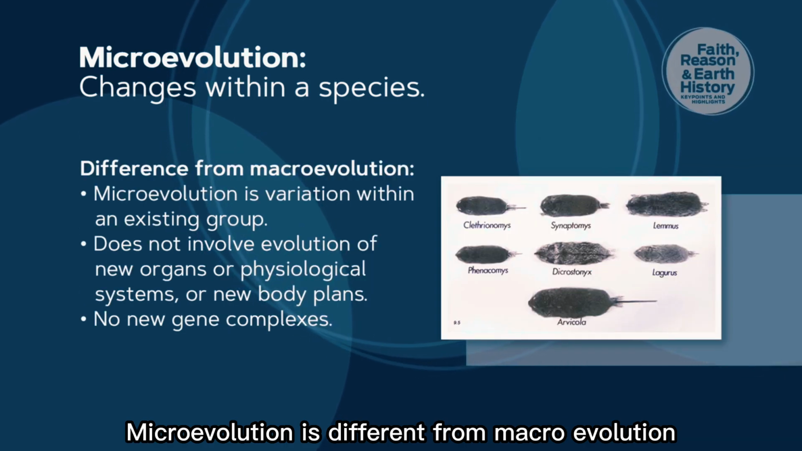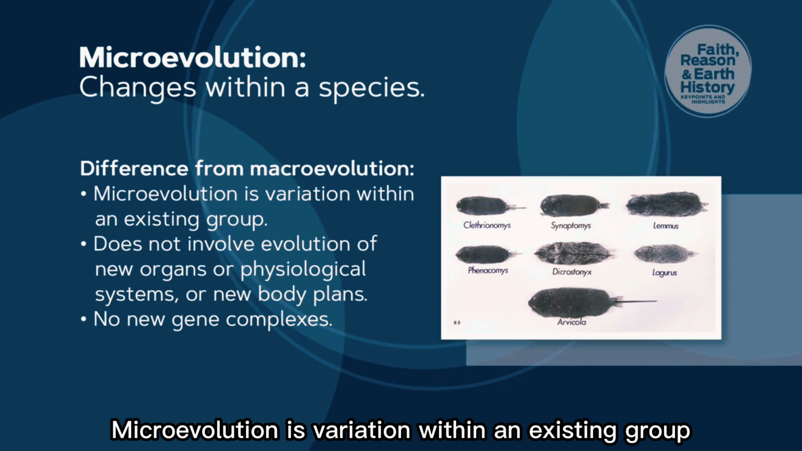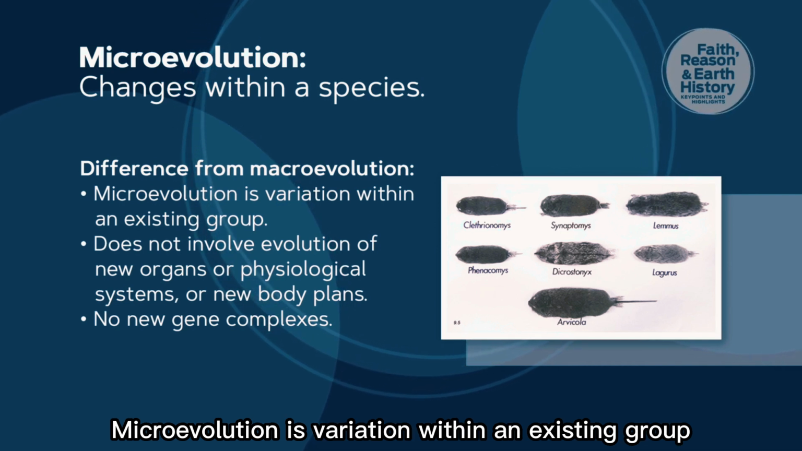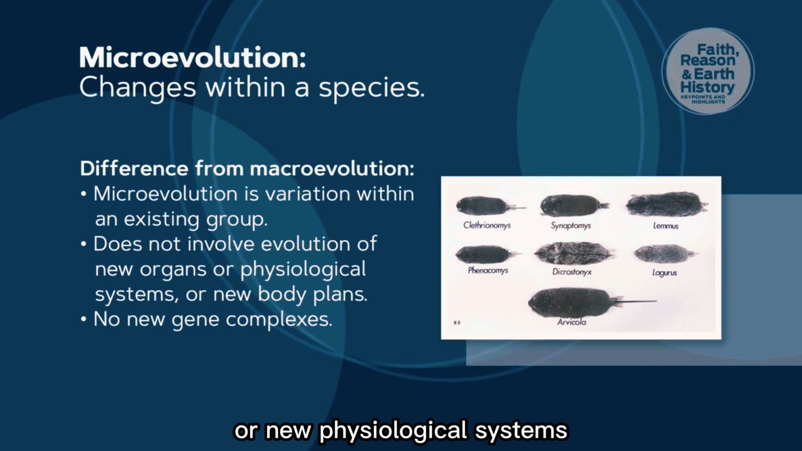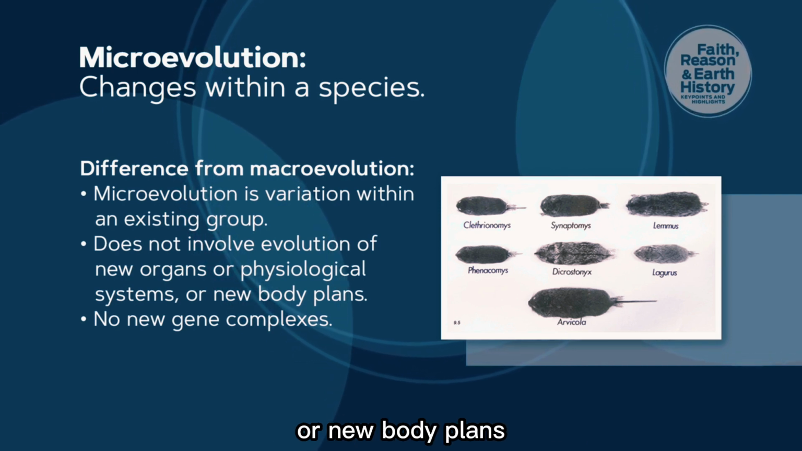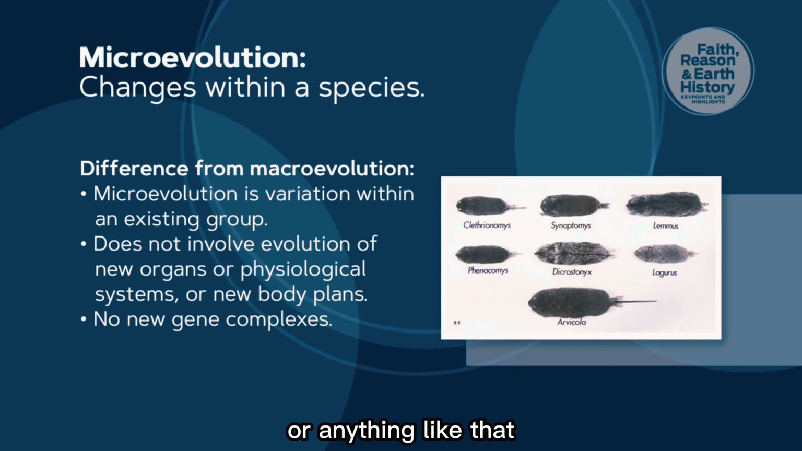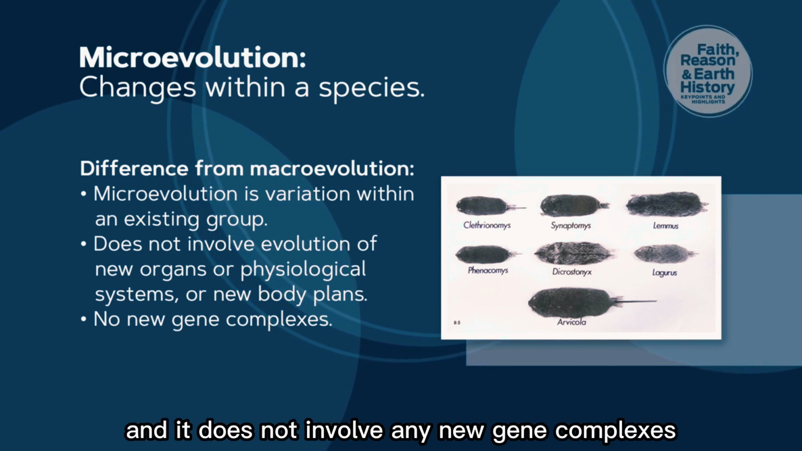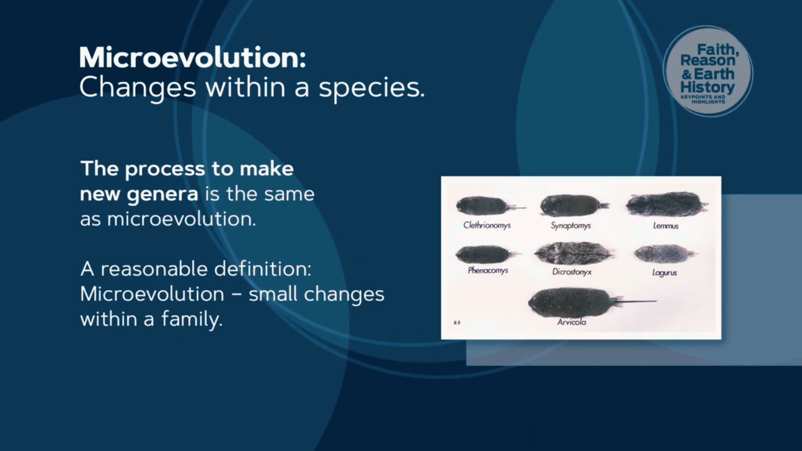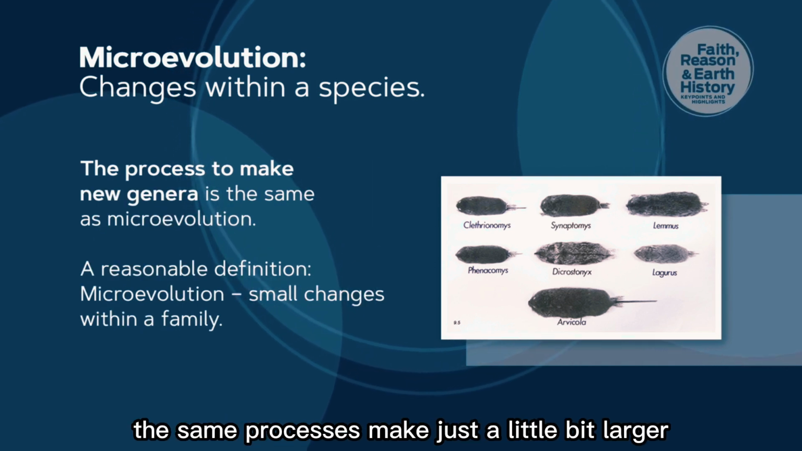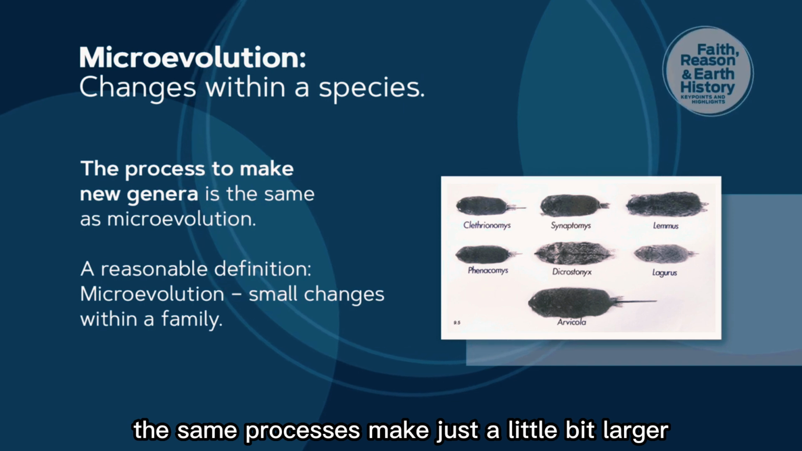Microevolution is different from macroevolution. Microevolution is variation within an existing group. It does not involve evolution of new organs or new physiological systems or new body plans, new feathers, or anything like that. And it does not involve any new gene complexes. The process to make new genera is the same as microevolution. The same processes make just a little bit larger differences.